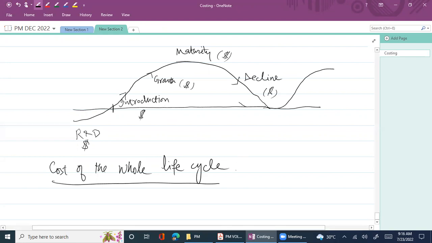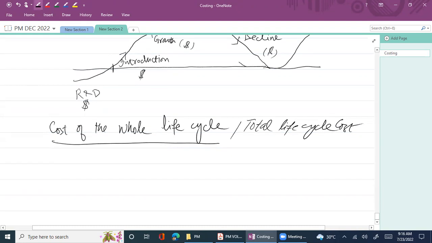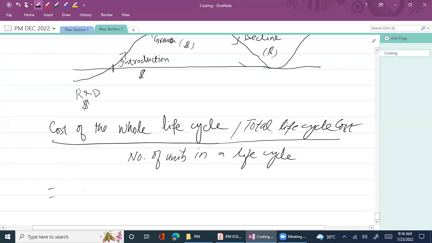This is also termed the total life cycle cost. And we will divide this by the number of units in the life cycle, that is, how many units we have sold for this product in the life cycle. So we will get the cost per unit in our life cycle.